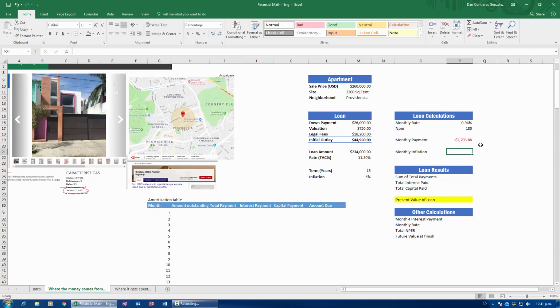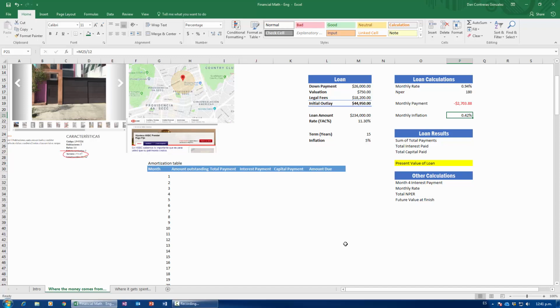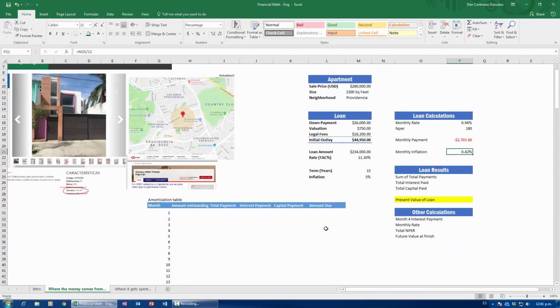All right, last but definitely not least, it's the monthly inflation. I don't need to calculate that right now for any financial formula in Excel, but it's pretty useful to have it. So inflation is supposed to be 5%. I divide that by 12, and now I get that the Mexican peso is going to be depreciating 0.42% every month in purchasing power. All right, guys. So that's it.